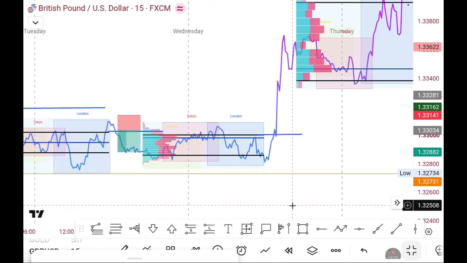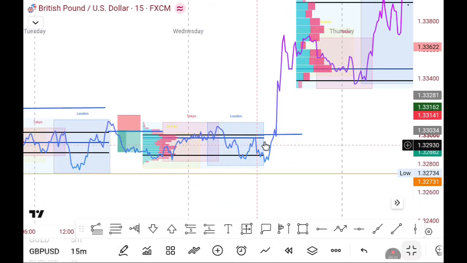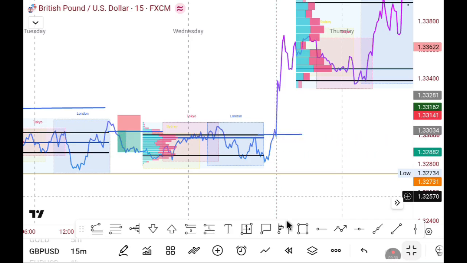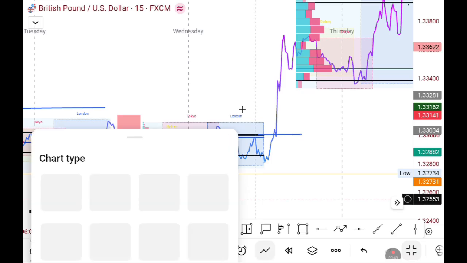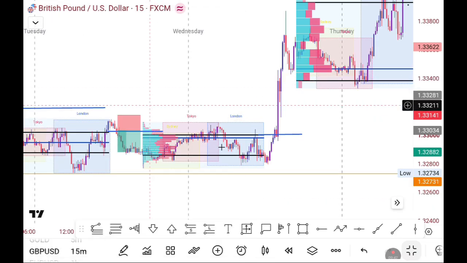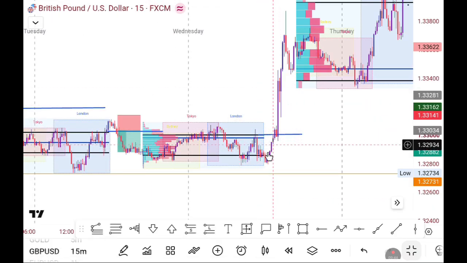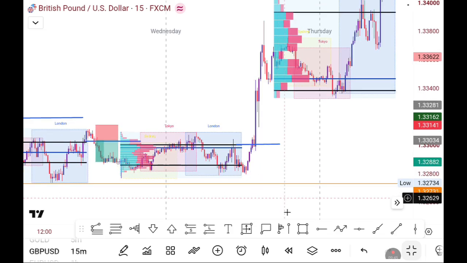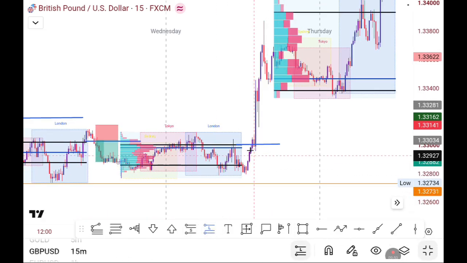You can see it broke, then it came back and retested it. Once it came back and retested it, that was my entry. It retested it perfectly and gave me an easy win. Also, we had news, not forgetting that we had news.